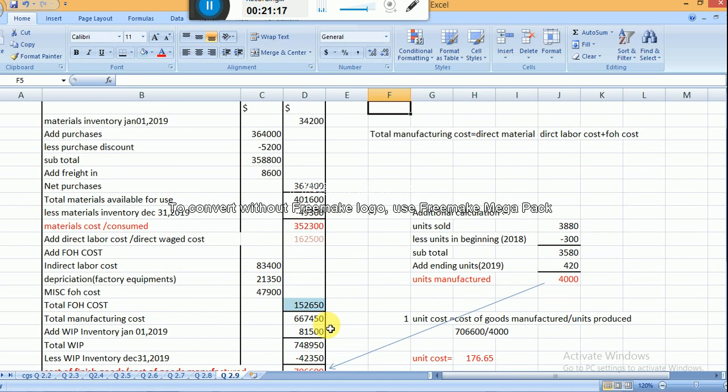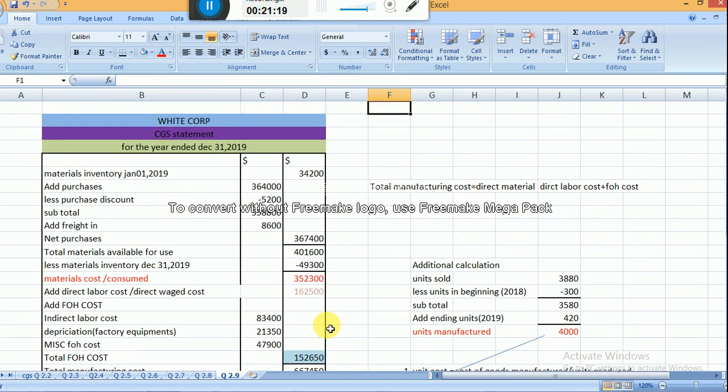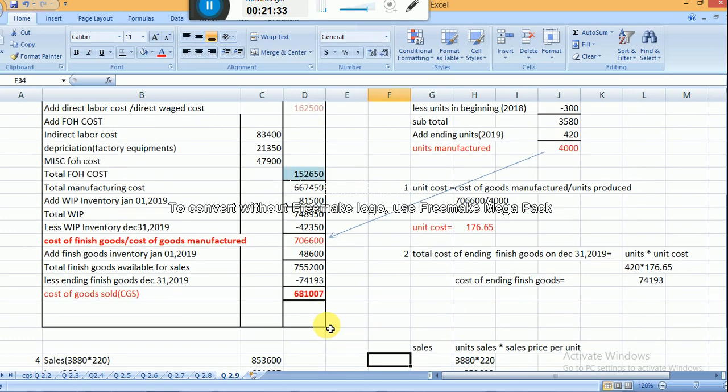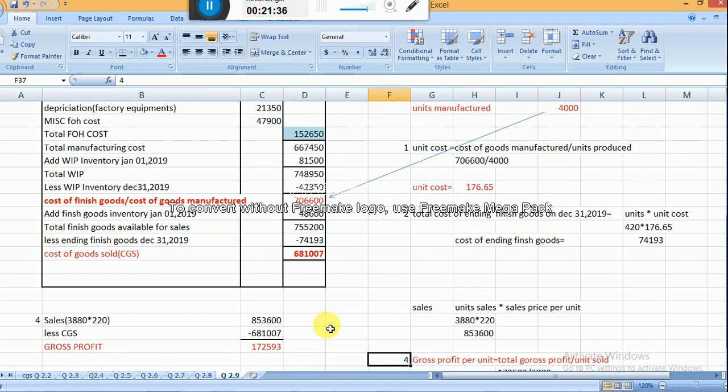If you have any questions on this question, you can ask me in your WhatsApp groups. The only difficult thing in this question was the calculation of the ending finished goods.